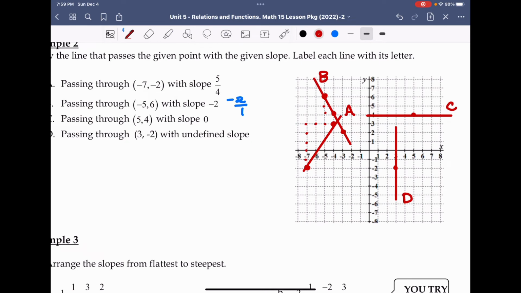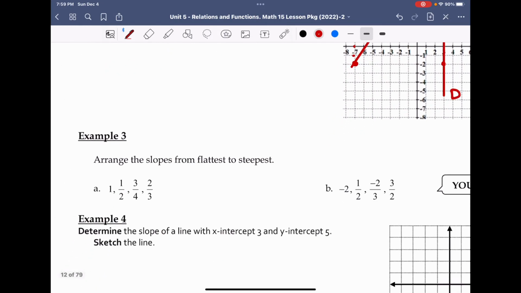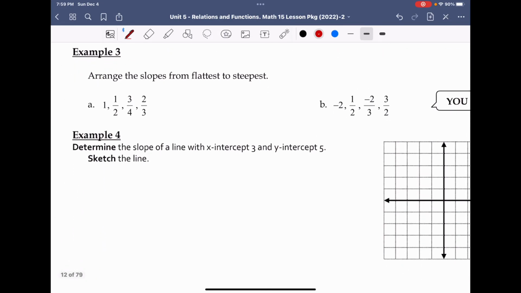So it passes through those given points, and we just draw the line. All right, example 3: arrange these from the slopes with the flattest to the steepest slopes in these cases. So arrange the slopes from flattest to steepest.